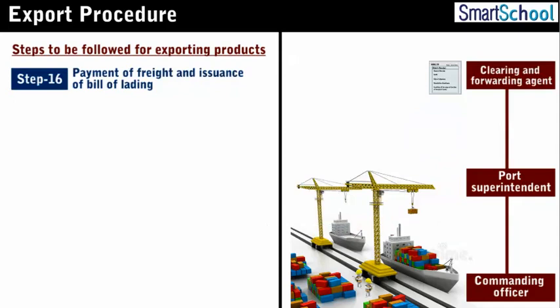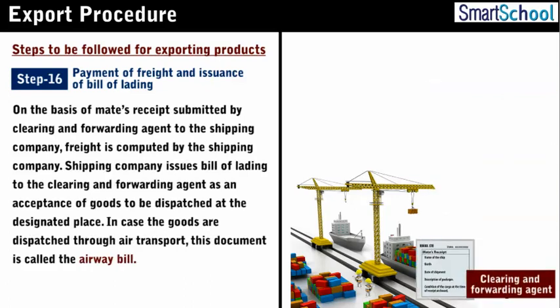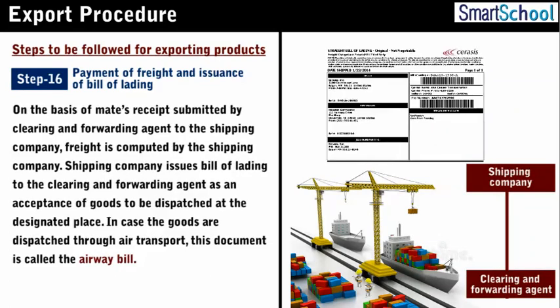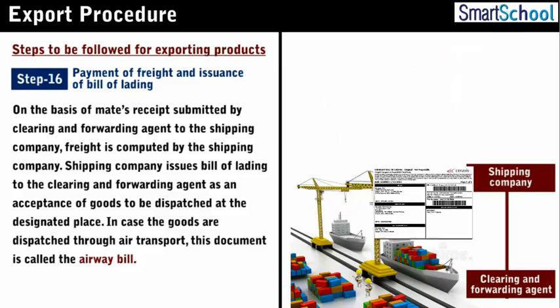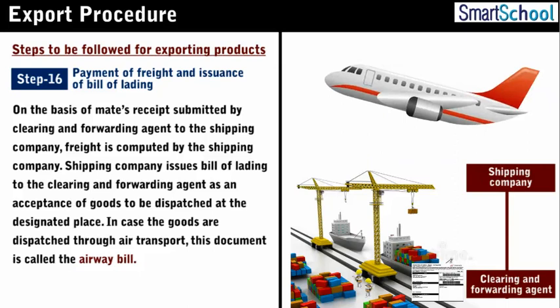Payment of freight and issuance of bill of lading. In this process, on the basis of mate's receipt submitted by clearing and forwarding agent to the shipping company, freight is computed by the shipping company. Shipping company issues bill of lading to the clearing and forwarding agent as an acceptance of goods to be dispatched at the designated place. In case the goods are dispatched through air transport, this document is called the airway bill.